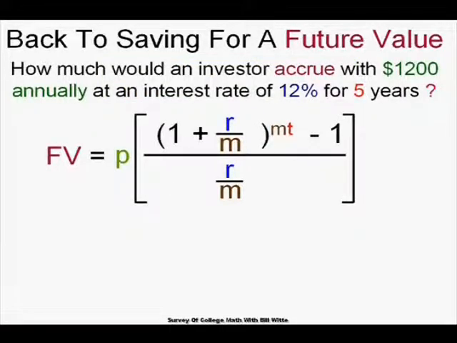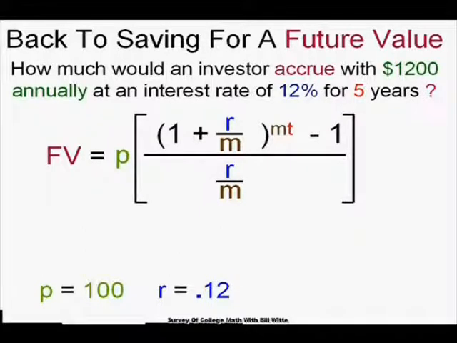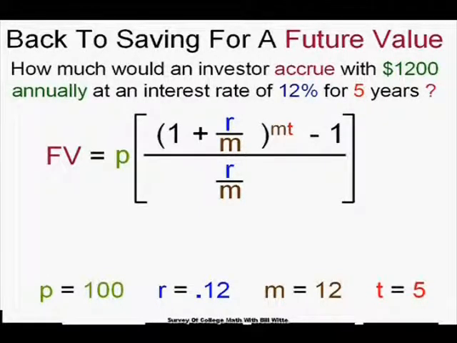Can you help me? And that's what we're going to use. We're going to use the future value function. Okay, let's put all the numbers in that they told us. The payment's going to be $100 naturally. The interest rate's going to be 12%. We're going to use 12 for the number of payments for M. And we're going to try, in this case, 5 years.